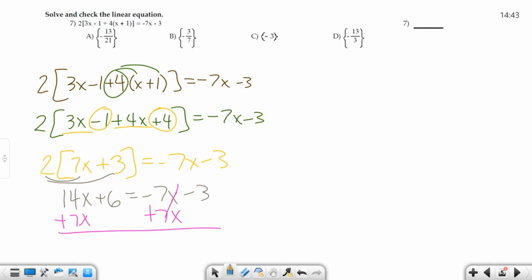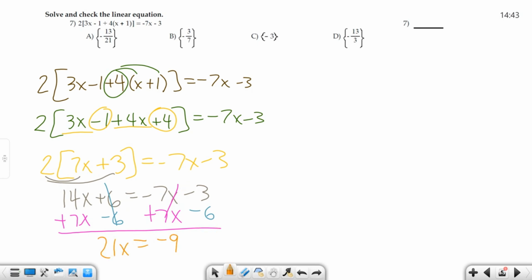The other thing I want to do, and that cancels because it goes to 0, I also say, look, I canceled the x's over here, right? So I need to cancel the numbers on this side. I need to get rid of that plus 6. So how do I do that? I subtract 6 from both sides. That cancels. So I'm left with 21x equals negative 9. That's negative 9, right?